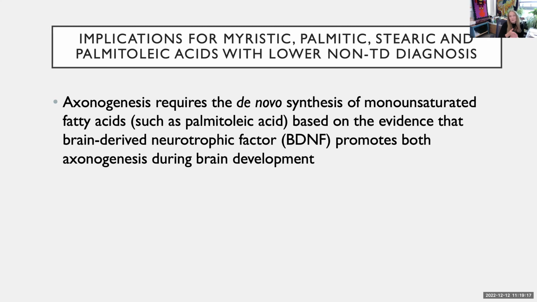Now, if we go back to the fatty acids I highlighted that are not within the N3 or N6 pathway, those were myristic acid, palmitic and stearic acid, and palmitoleic acid, which were lower in non-TD diagnosis. And it is important to remember that axonogenesis requires de novo synthesis of monounsaturated fatty acids, such as palmitoleic acid, based on the evidence that BDNF promotes both axonogenesis during brain development as well as fatty acid oxidation.